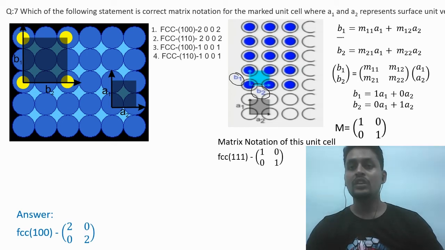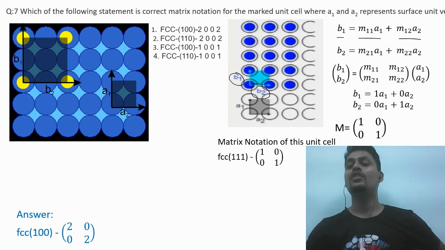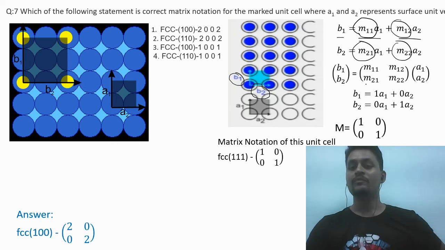Let's say B1 is M11 into A1 plus M12 into A2. We are thinking that B1 can be resolved in two parts, with A1 and A2 vectors. And B2 can again be written in terms of A1 and A2. So we need to find out these coefficients M11, M12, M21 and M22, right? Then this matrix will give us the notation. How?